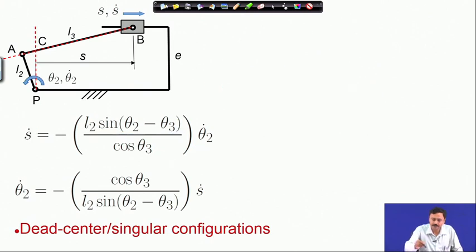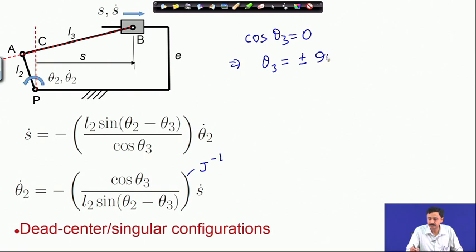Now, let us look at the other situation. This is J inverse or 1 over J. Now, when will this go to 0? So, this J inverse goes to 0 when cosine theta 3 goes to 0. That implies theta 3 is equal to plus or minus 90 degree, then cosine theta 3 is 0. So, again there are two configurations. Let us look at these configurations first.